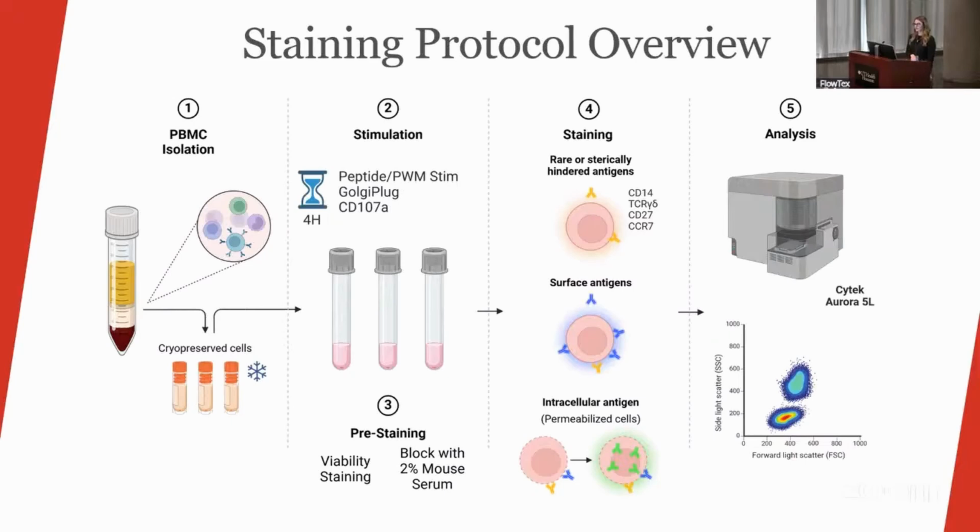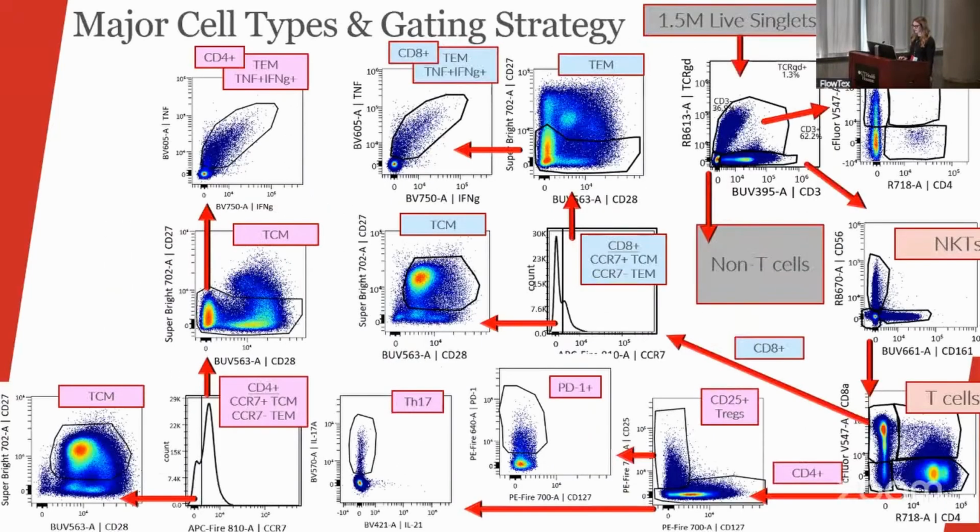Then after those have been stained for about 30 minutes, we'll do the rest of the antibody cocktail, then permeabilize and fix, and then do intracellular staining. And yes, this is going to be at BSL-4, so the fixation is very, very important. Then this gets run on the Cytek Aurora 5 laser, which is at BSL-2, and we do data analysis.